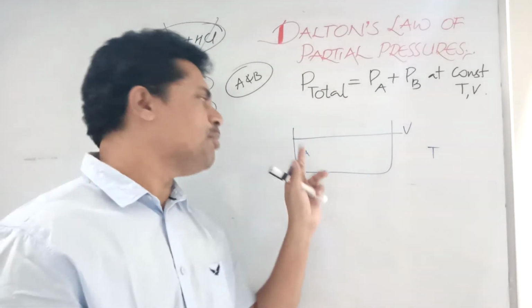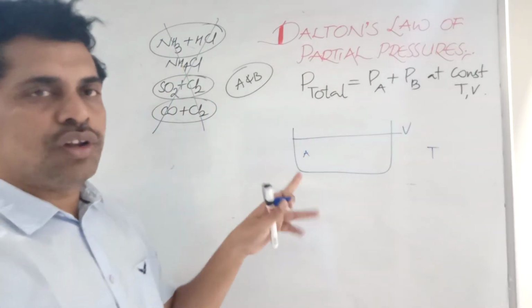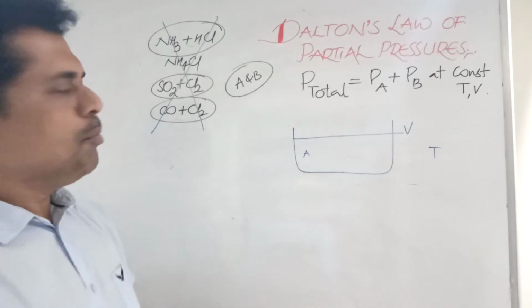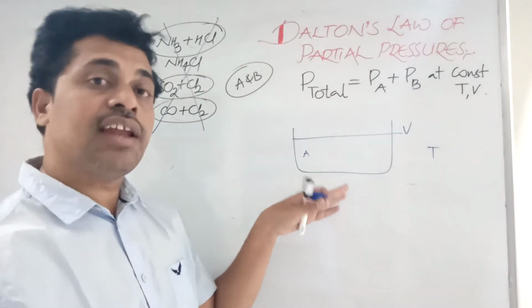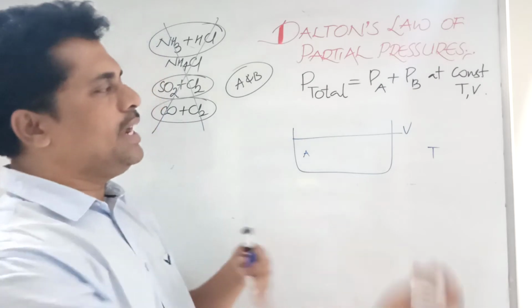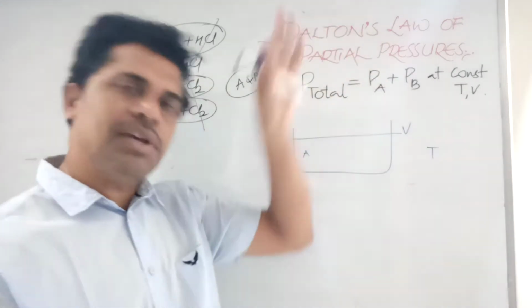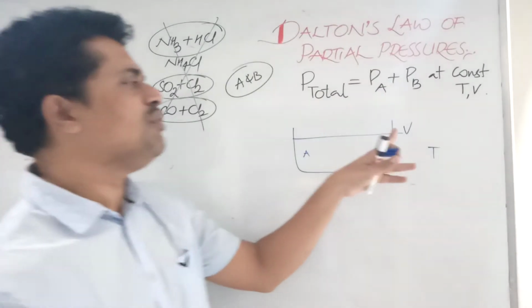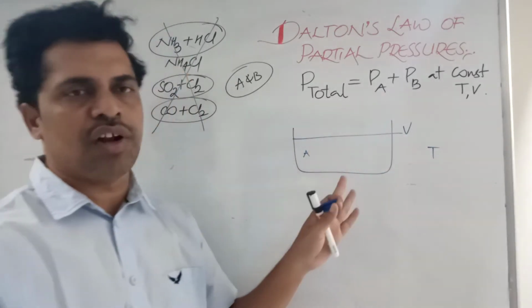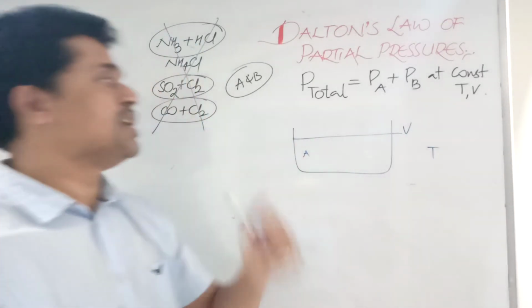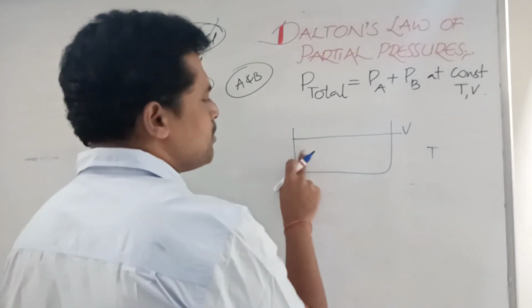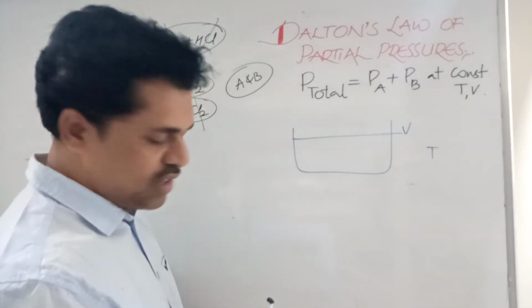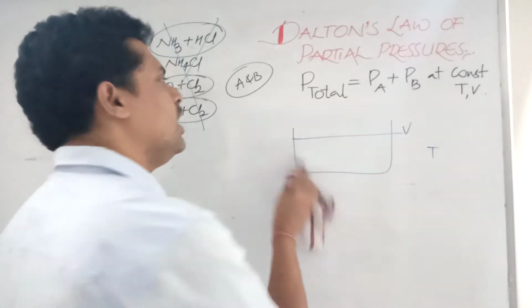Whatever pressure is created by A alone is called partial pressure. Partial pressure is the pressure created by a gas when it is taken alone and it occupies the same volume that the mixture was occupying. The mixture was also in volume V, and now this gas is also in volume V. In such cases, the pressure is called partial pressure. So this is the partial pressure concept. Individually, the pressure it exerts you can call partial pressure.